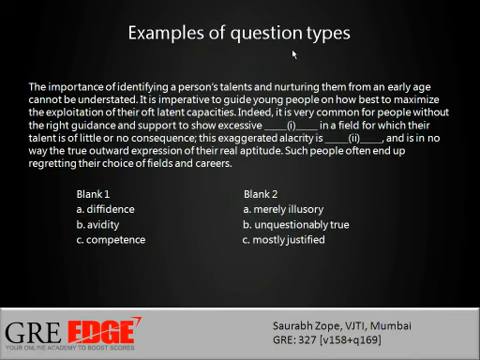Now comes the tricky part. Text completion double blank. Now guys, let's test your verbal skills. How many of you are able to answer this? The correct answer is B, avidity, and A, merely illusionary. And the first person to answer this correctly is Sunita. So a big round of applause for Sunita. You did a good job.